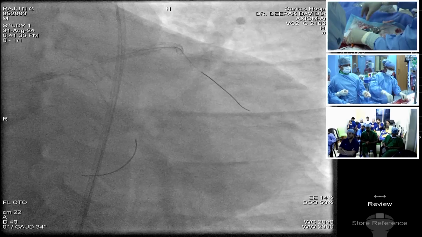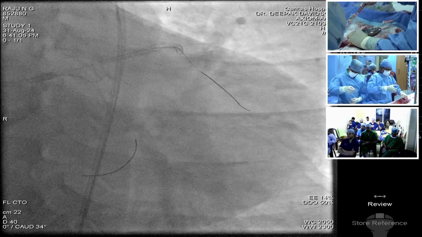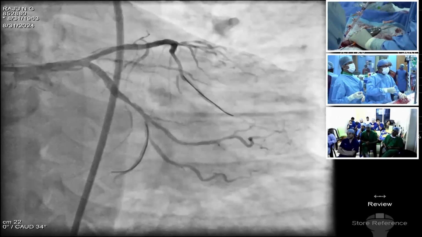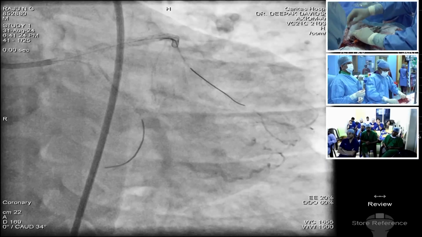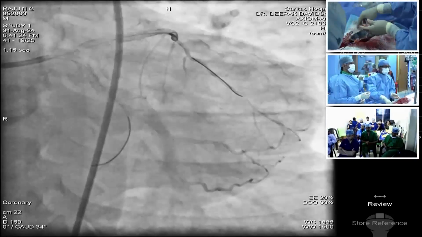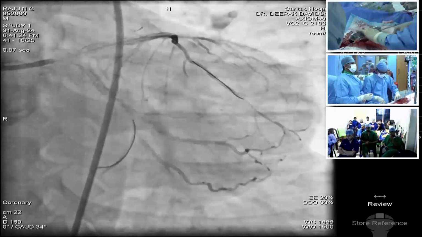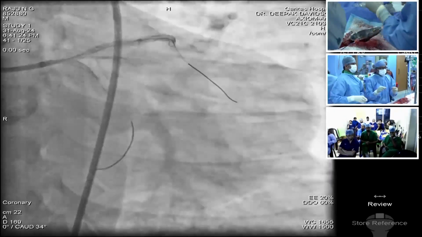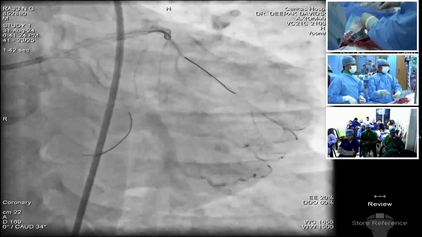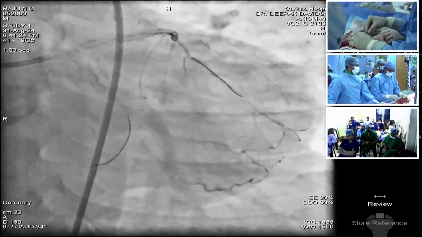Now we'll go with the next stent. It appears to be good. The circumflex ostia appears to be good, and we have a dissection in the LAD because of the 3.5 dilatation. So now we are going with the next stent from the left main ostium into the LAD. By the time we deploy this, we'll take out the wire from the circumflex artery.